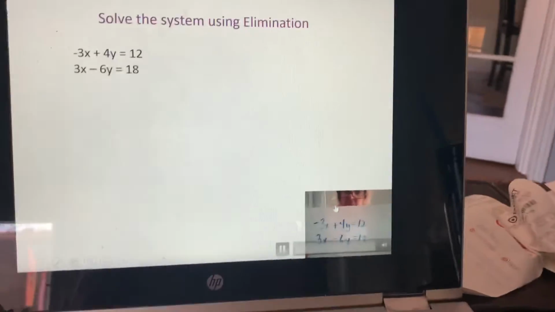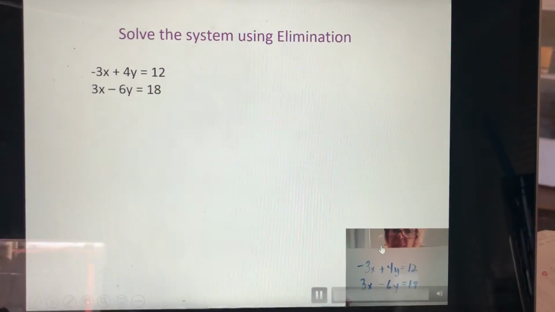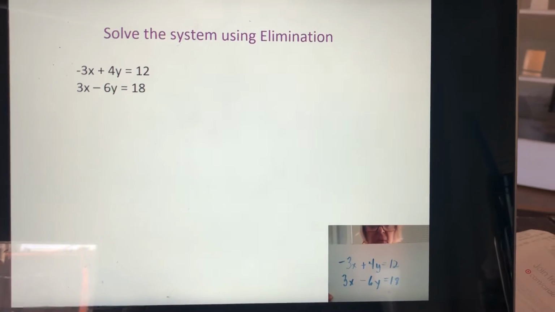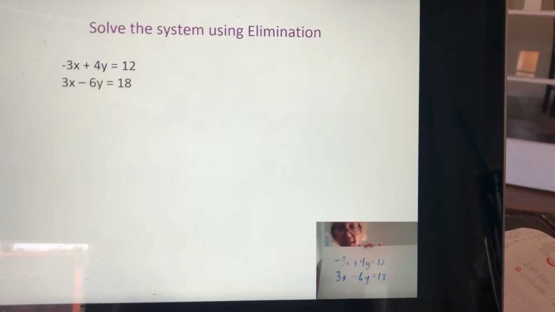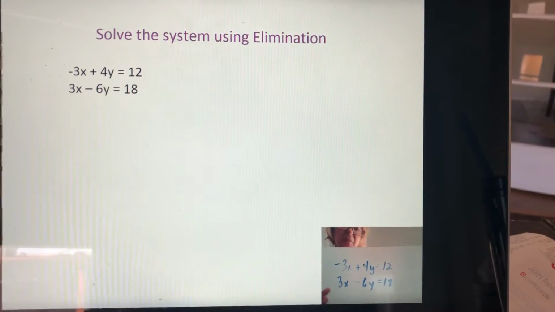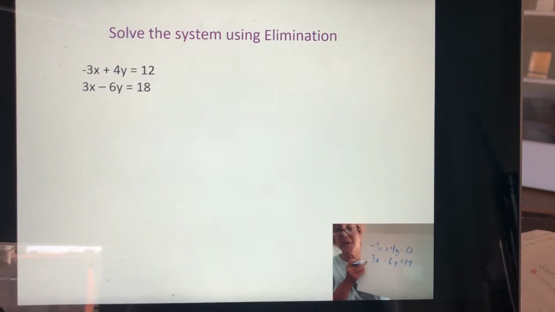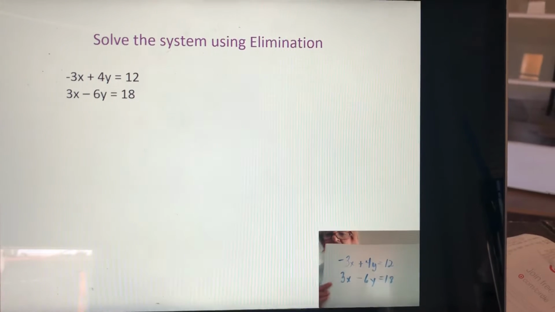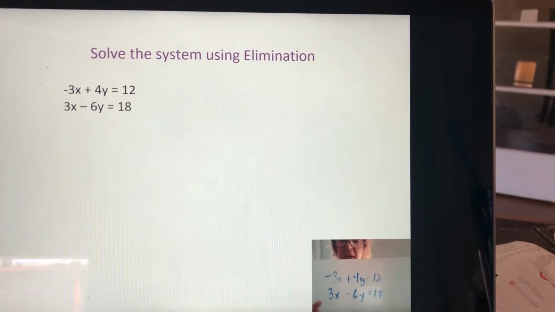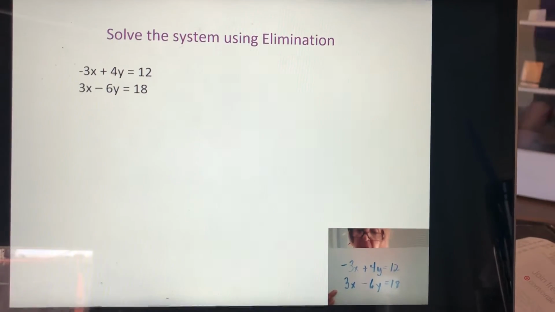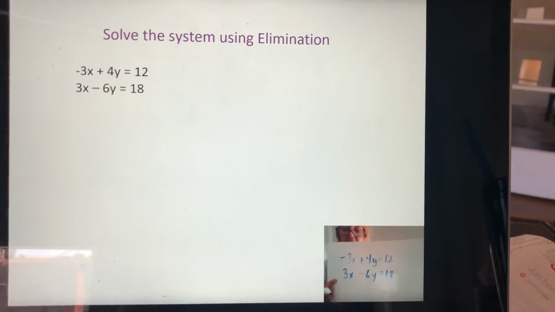On this particular problem, we are going to use elimination, and it is set up to eliminate the x value. So you can see that it has the same value of 3. One is positive and one is negative. So in that case, you're going to add so that we can eliminate the x. So the negative 3x plus the 3x will cancel out or eliminate.